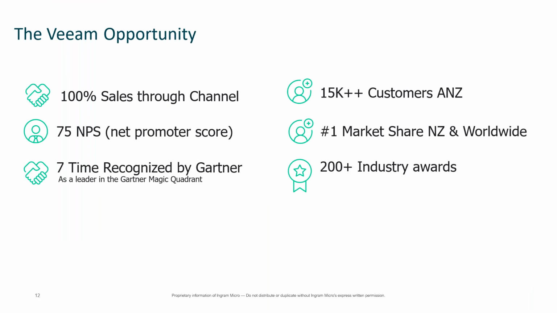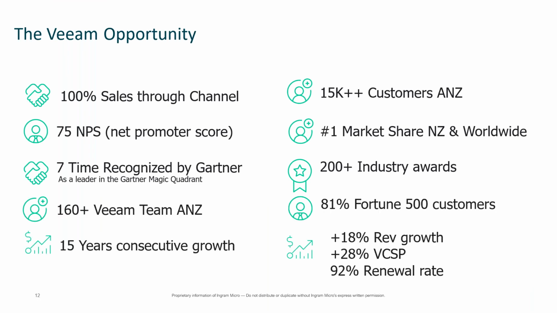So overall, Veeam is 100% sales through channel. We have about 15,000 plus customers, growing rapidly at approximately 100 to 120 new customers per quarter. In terms of the NPS score, Veeam has a high NPS score, and this not only speaks to the strength of the product, but also the skills, capabilities, and commitment of our partners to deliver successful outcomes for the combined customers.